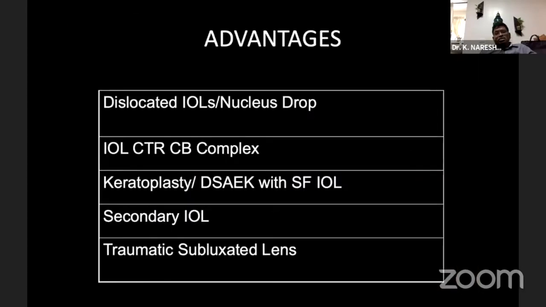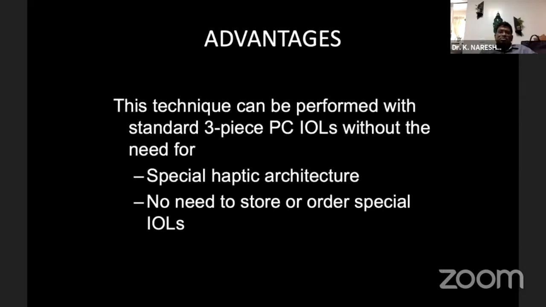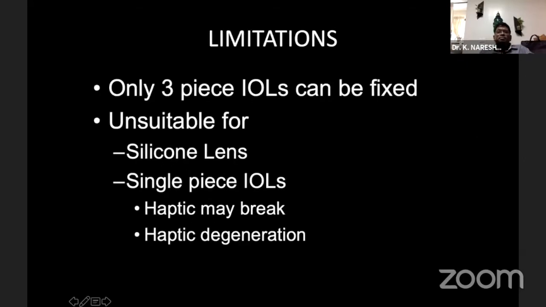The advantages: it can be done in a dislocated lens, provided it is a 3-piece dislocated lens, you can use the same lens. It can be used in cases with IOL-CTR complex dislocation, can be combined with any of the corneal procedures, and it can be used in traumatic lens also. The most important advantage, same as the glued IOL, you don't need any special haptic architecture. You don't need to have special inventory. You can use the 3-piece lens which is available in your inventory.